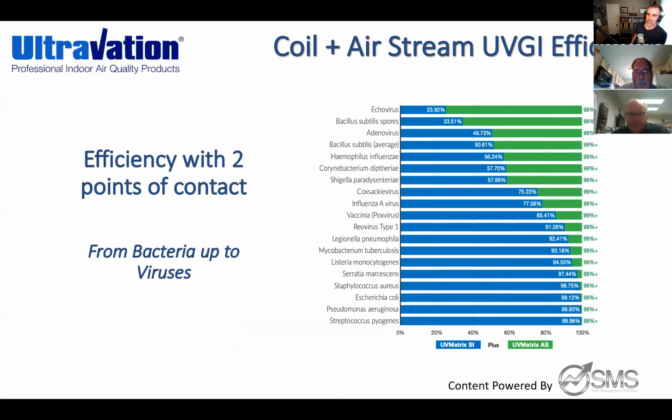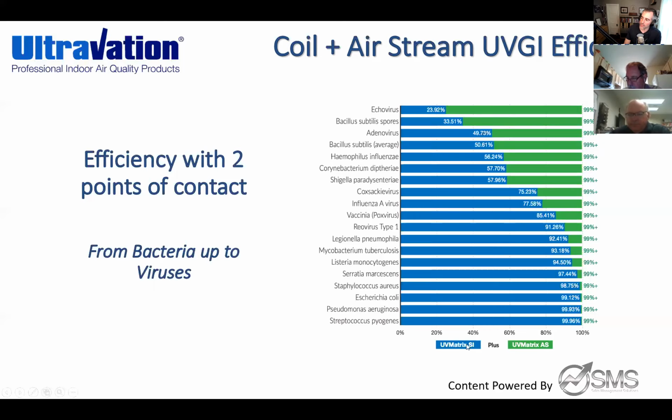Normally I lead this into the residential, but I'm going to skip through a lot of that. But this graph actually comes off of our commercial literature. A great explainer for surface versus airstream. All right. So blue is considered surface, coil. Green, consider that airstream. Why? At the bottom here, it says UV Matrix SI and UV Matrix AS. UV Matrix is the name of all of our commercial solutions. That is our line of commercial products.